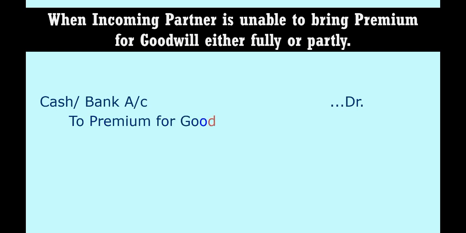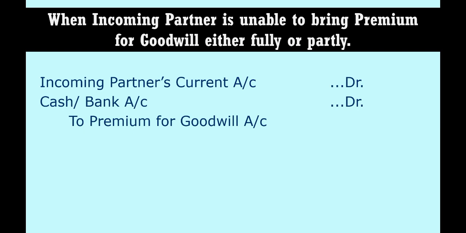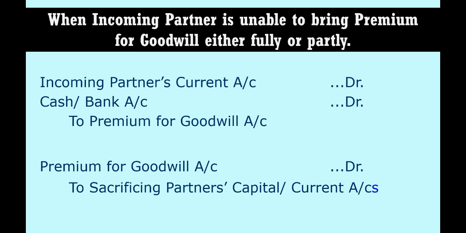Then, credit premium for goodwill 1000 rupees, because we want 1000 rupees. Now he is giving 400 rupees less. For that we will open his current account with a debit balance. So incoming partner's current account debit. Once again, whenever the partner does not bring the full amount of goodwill, we will open the incoming partner's current account to adjust the amount. Then this premium for goodwill will be distributed among sacrificing partners. So this entry we have already studied.